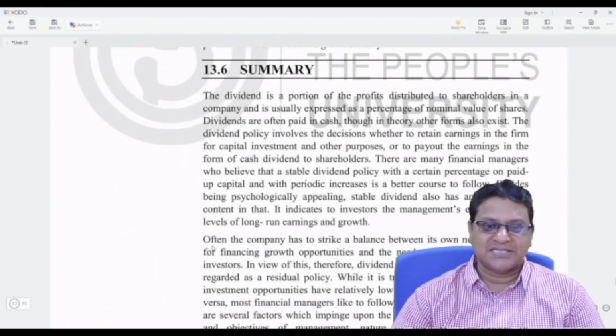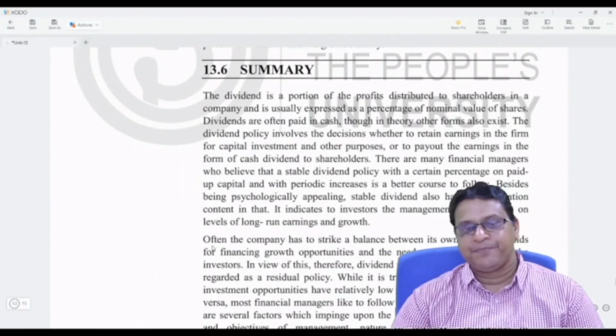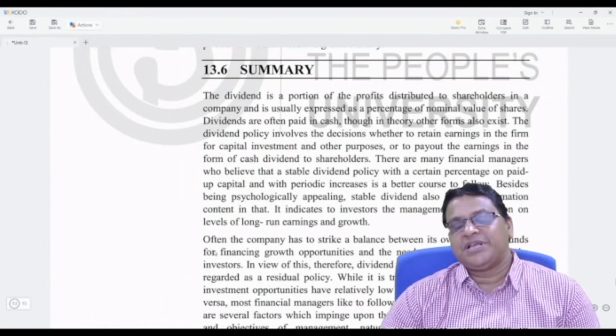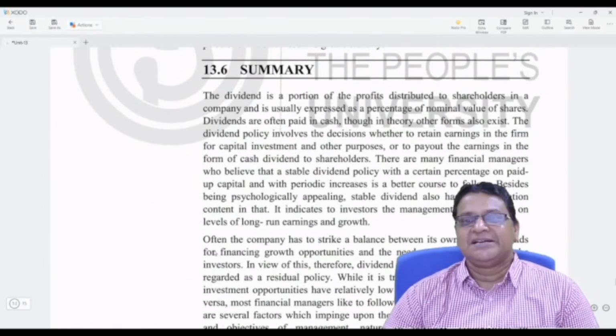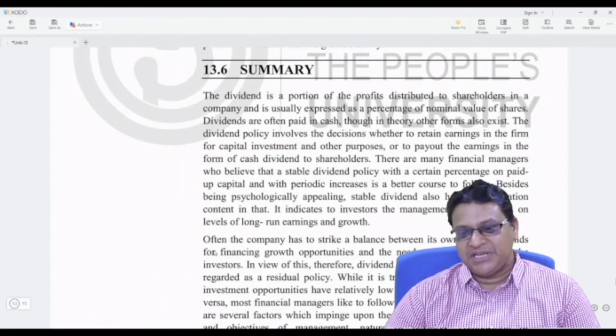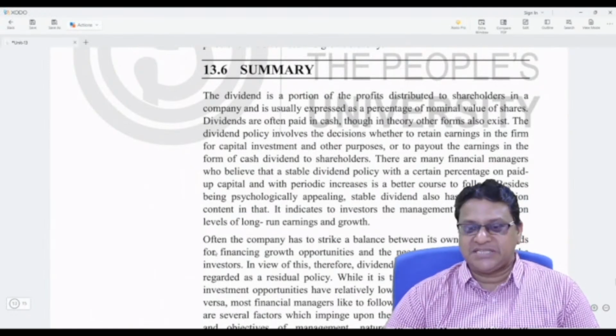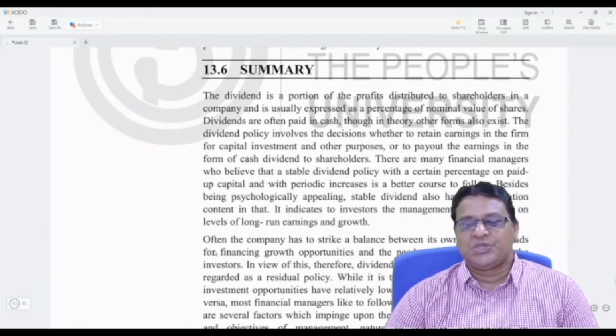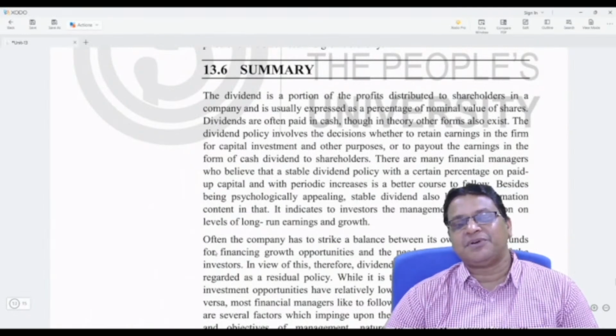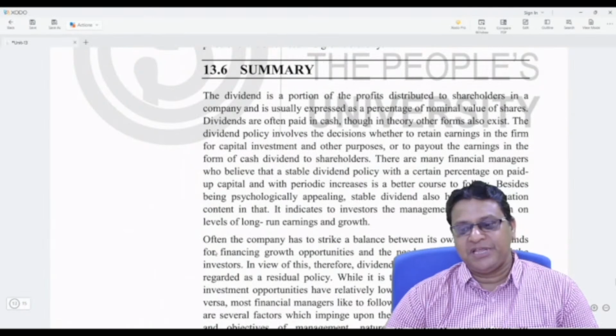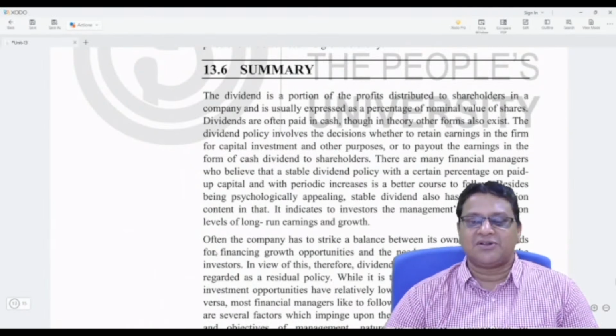So let me first summarize my class today. What we have discussed in today's class is dividend policy. Dividend policy is all about the policy regarding plowback and payback: plowback of profit in business and payback of profit to the shareholders. And while deciding this dividend policy, we have to consider several factors. The factors may be external factors or internal factors.